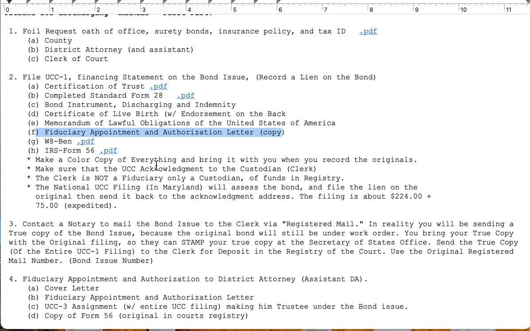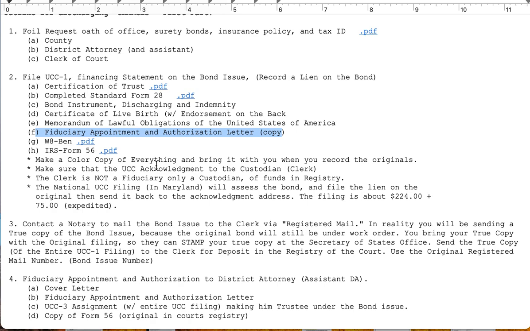We want them to send that back to the bond custodian, which is the clerk of court. Now the clerk is going to already know it's coming because when we got that copy of our process, that is the actual bond issue that we're going to register to the clerk. So what we're going to send to the clerk as far as the bond is, we're going to send them the true copy of the UCC-1 financing statement that they just gave us and the true copy of all the records that have been filed, the financial records, because the true copies are just as good as the original. So we send that to the clerk via notary presentment.